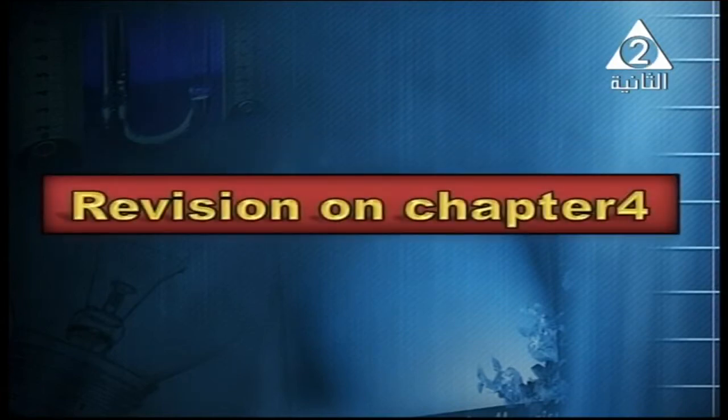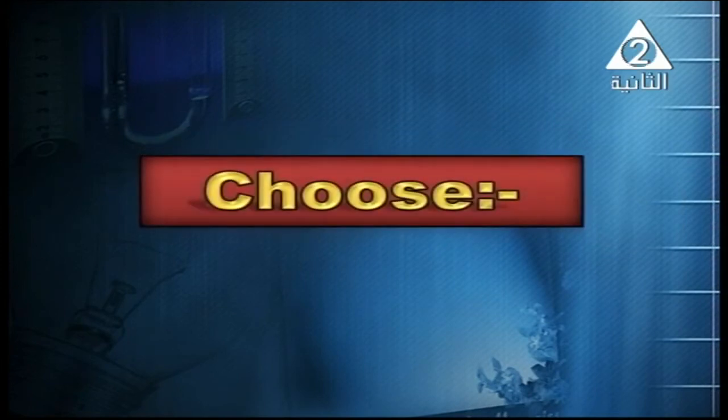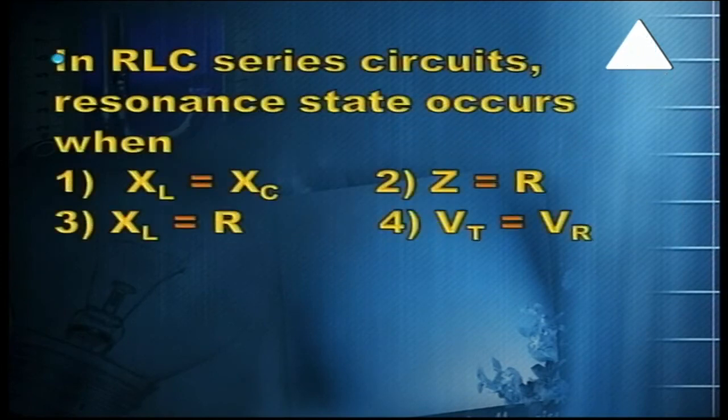Revision on chapter 4. We'll revise AC circuits. The first question to start with is choose. In RLC series circuits, resonance state occurs when XL equals XC, Z equals R, XL equals R, V total equals VR. RLC means a circuit that contains an inductor, capacitor, and ohmic resistor.